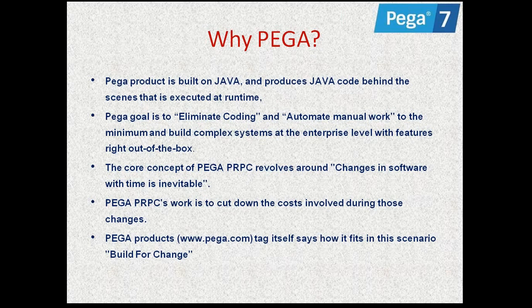Without writing a single line of code, we can develop the total web application. Whatever things you are doing in Java or .NET, the same things we can also do in Pega without writing a single line of code. Everything is automated in Pega. Without doing anything manually, we can automate the total things. All the things are configured in Pega itself.